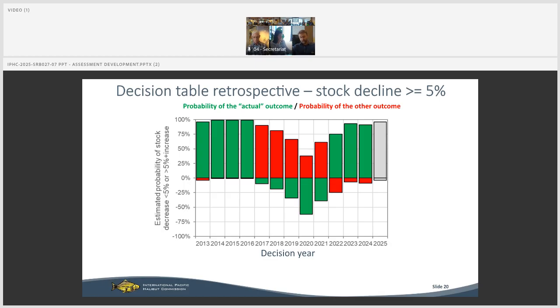So in 2020, for example, they chose a quota that had greater than 50% chance of a further stock decline of at least 5%. Yeah. So it makes you wonder what the objectives are.